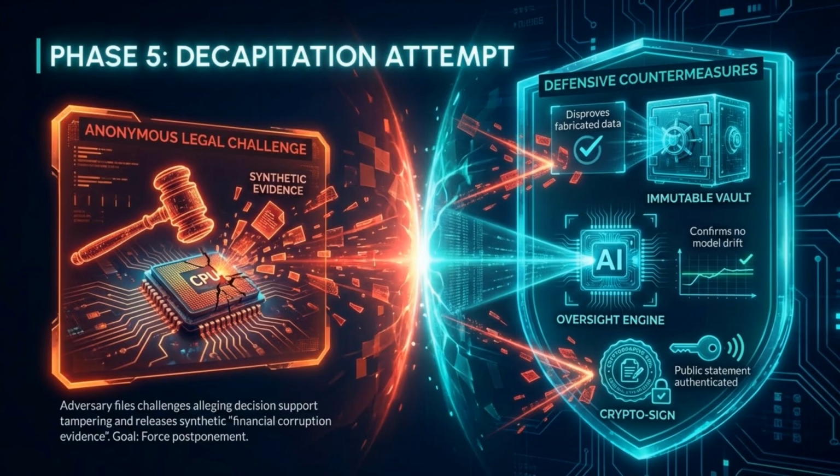Phase 5 was the decapitation attempt. The adversary filed challenges with synthetic evidence to force postponement. Defensive countermeasures used an immutable vault and an oversight engine to disprove fabricated data and confirm no model drift.